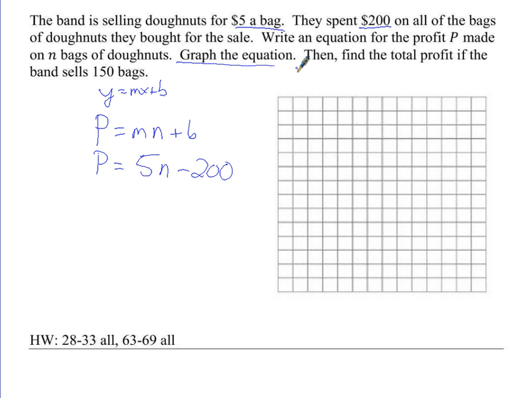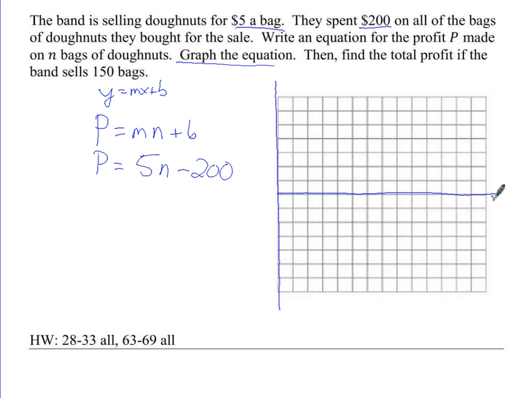Let's graph it. What are we going to do? Can we have negative donuts? No. Can't have negative donuts. Can we have negative money? Yes, we can. So this one's a little tricky. Normally we've been putting our axes down in the lower left-hand corner. We can't do that here because we have a negative y-intercept. So because we can't have negative donuts, we are going to put our y-axis there. But I'm going to put my x-axis dead center. We can do that.